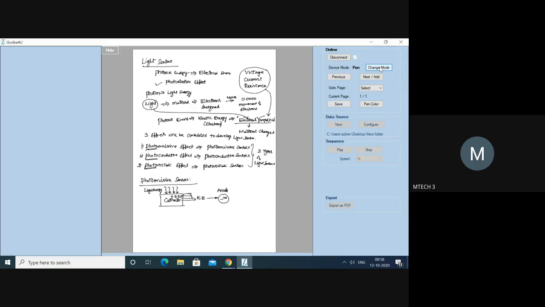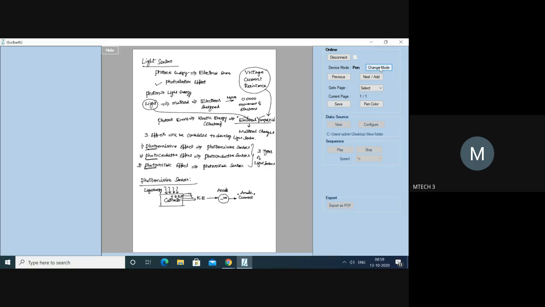Now here you are going to get what is called the current. That we call the anode current. The anode current is going to be developed, and the amount of anode current developed is going to be equal to the amount of light intensity. Now this can be understood by two different methods.